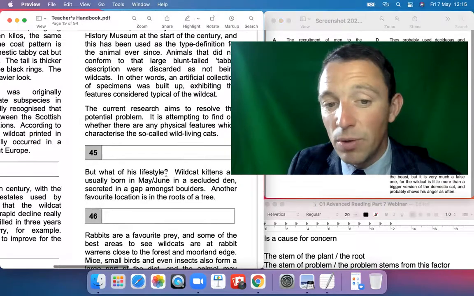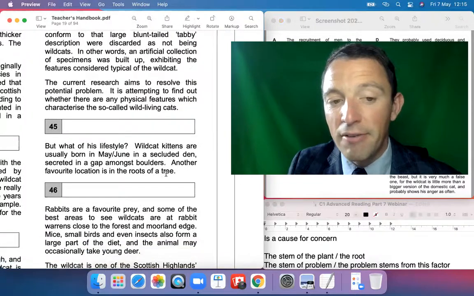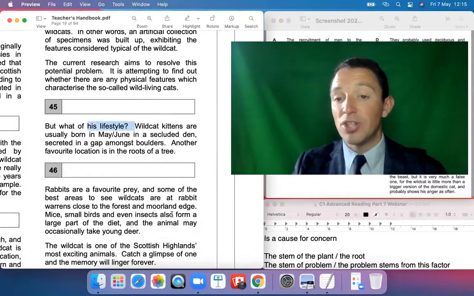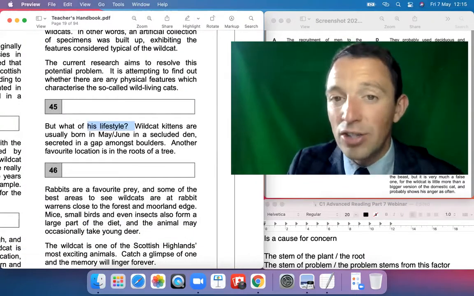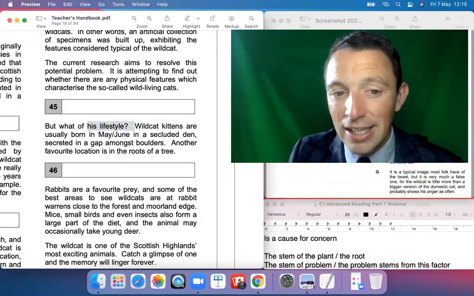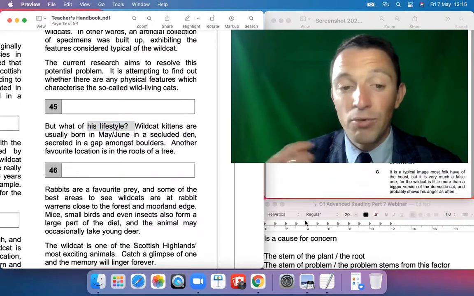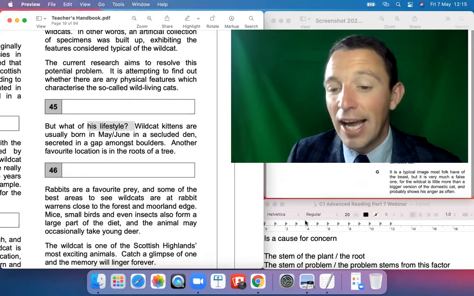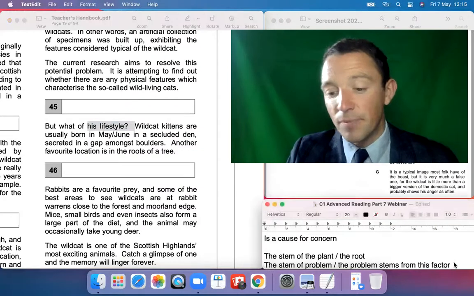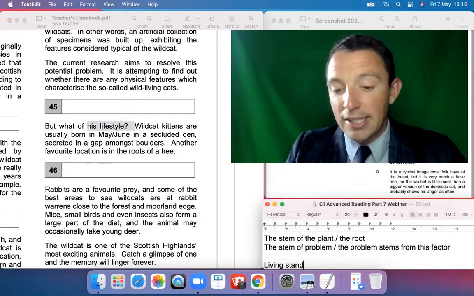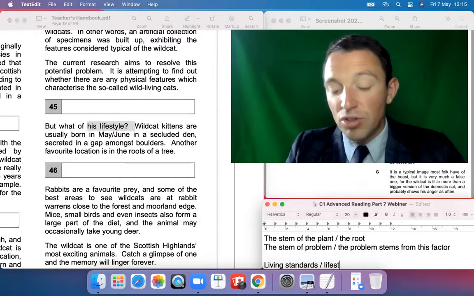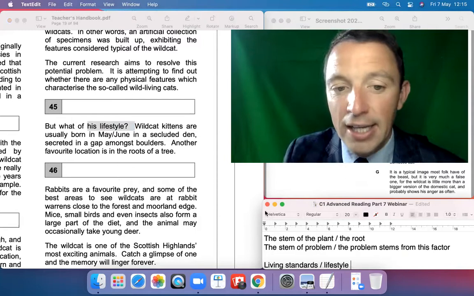So if we continue with the next paragraph, what of the lifestyle? Do you have a good lifestyle in Ireland? Do you have a good lifestyle in Brazil? It's the style of life, but really we say it's a good lifestyle. Living standards. Okay, so just vocabulary: living standards, lifestyle, just typical and good vocabulary for that.